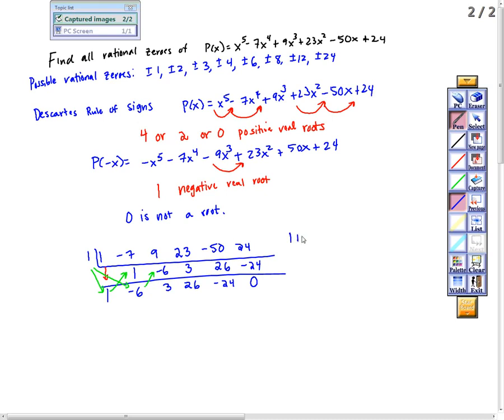Looks like 1 is a root. Is a zero or a root, whatever you want to call it. They're interchangeable. So I'm going to rewrite my polynomial as a factor of these. So I know if 1 is a zero, that means x minus 1 is a factor. And then this last row here tells me what this is multiplied by. Now if I started out with x to the 5th, this is always 1 less. This is x to the 4th. These are the coefficients starting with x to the 4th and counting down. So this is x to the 4th minus 6x cubed plus 3x squared plus 26x minus 24.